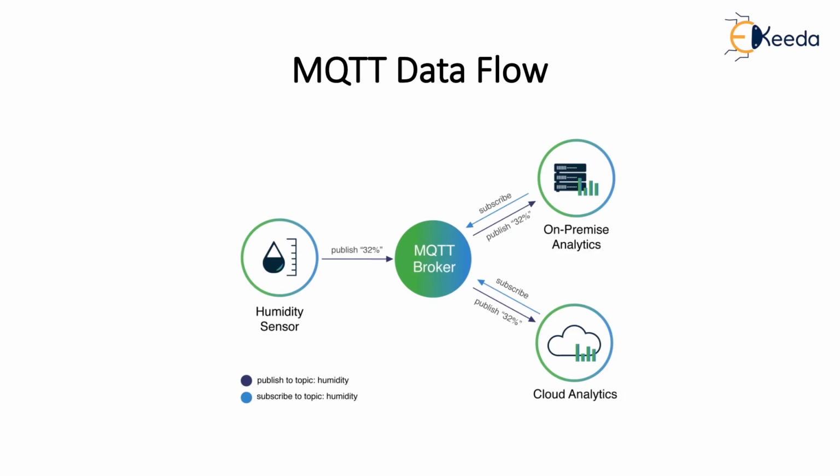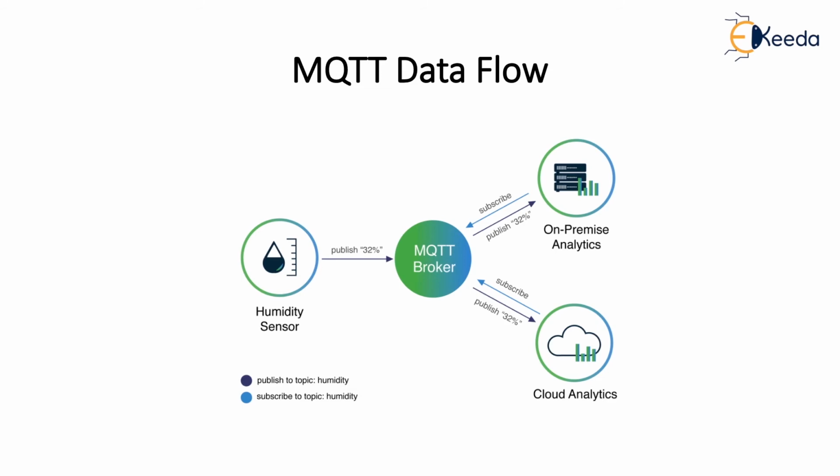The messages make their way from the publisher through the broker to one or more subscribers. For example, for the humidity level, there are two subscribers: one is the on-premise analytics and another is the cloud analytics. The messages are transmitted through a broker to one or more subscribers. Subscribers may even be added later, but the publisher's humidity sensor data will be the first thing.